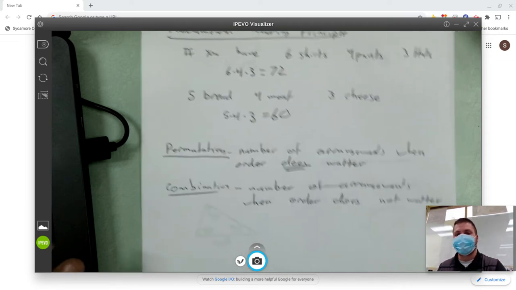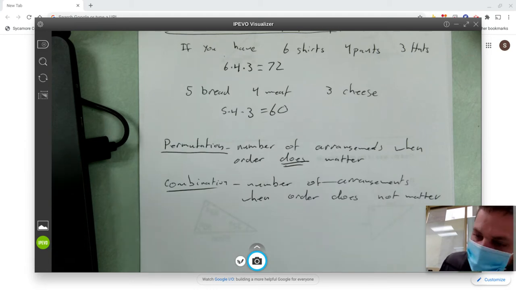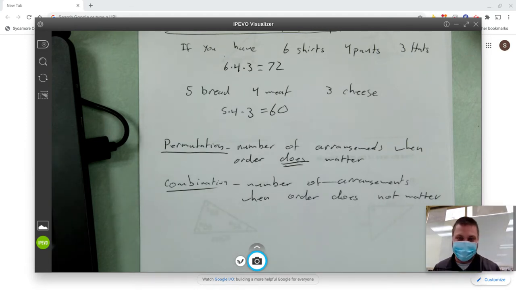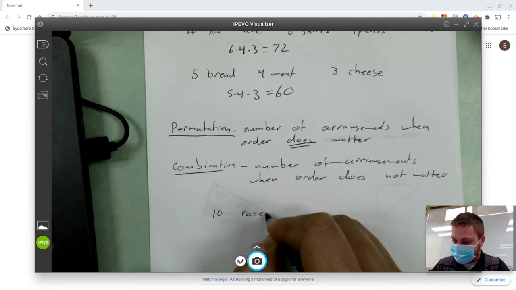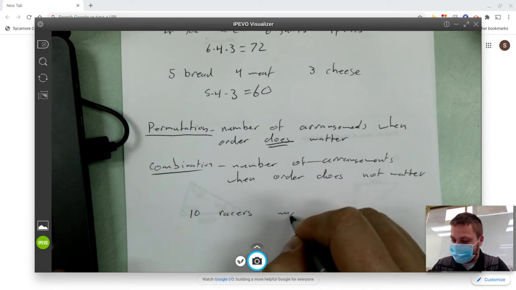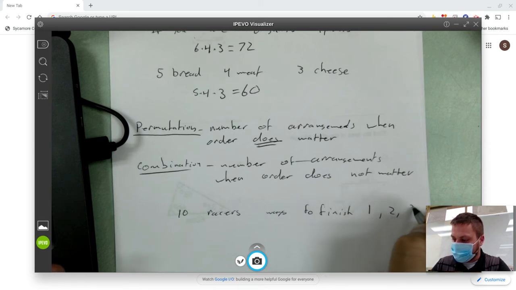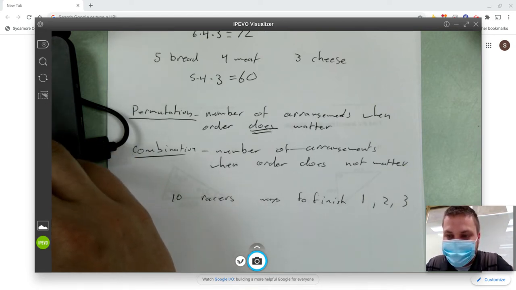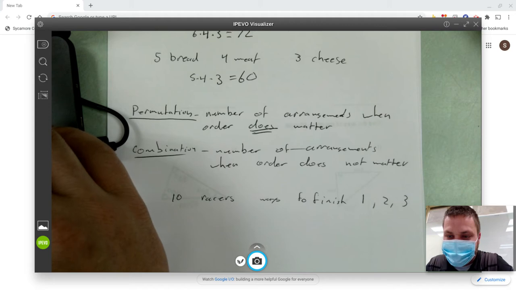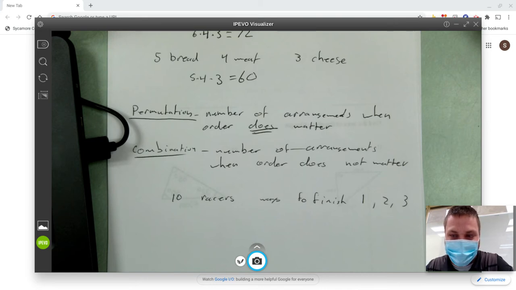Okay, so let's go through a couple situations when order does matter and when order doesn't. If I want to know how many people can finish first, second, and third in a race when there is 10 total racers, how many ways can they finish first, second, third? Okay, well, that's a permutation because the order matters. If Bob finishes first and I finish second and Jerry finishes third, that's different than if I finish first and Jerry finished second and Bob finished third. That's a different outcome.